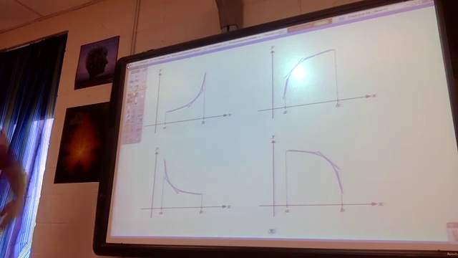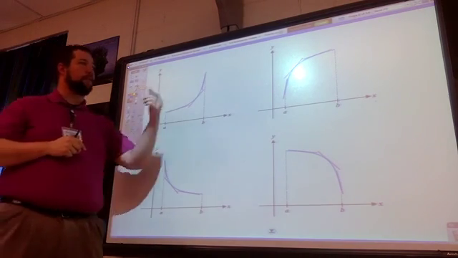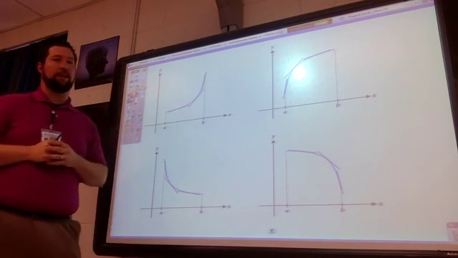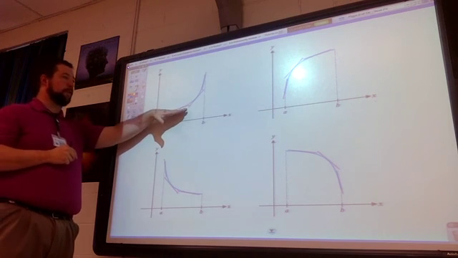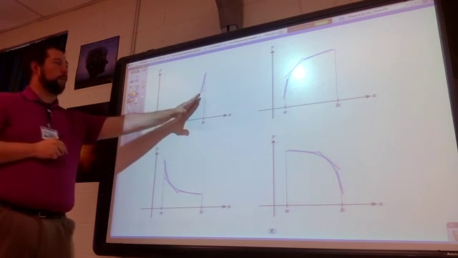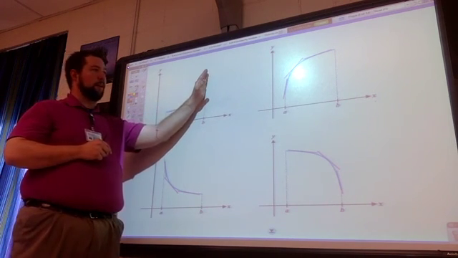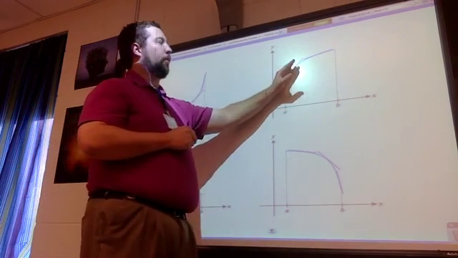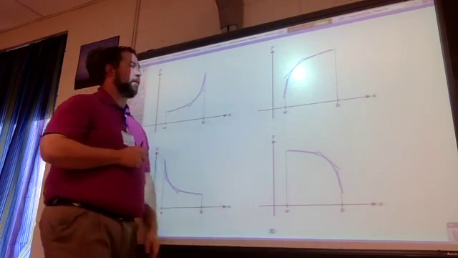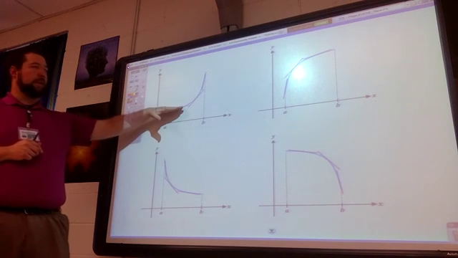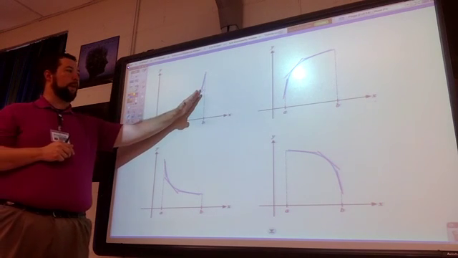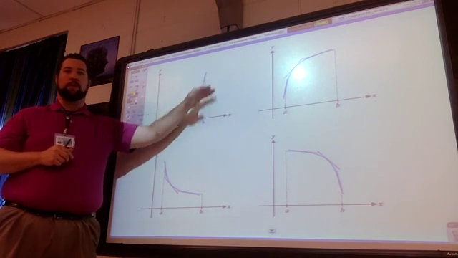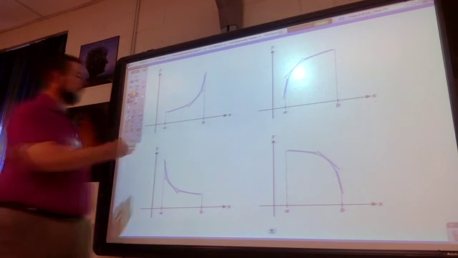Up here we have exactly the same graphs, the first two, except they've drawn some tangent lines on there for you. Notice in this one, all the tangent lines are positive slopes. Same thing on this one. But if you look at those slopes, this one is not quite as positive, this is more positive, and this is more positive. So the slopes are increasing.